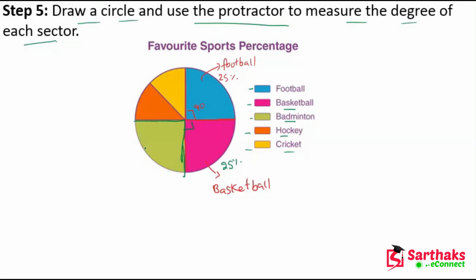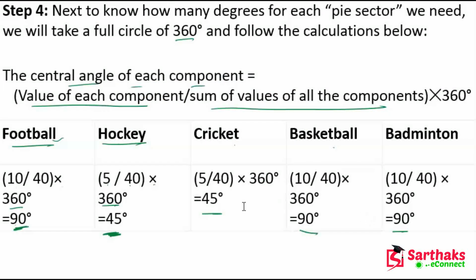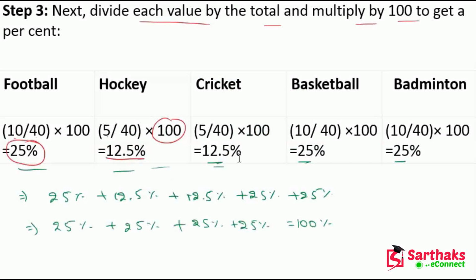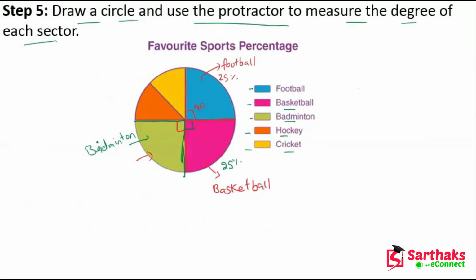Now if you talk about badminton, this sector is of badminton. In badminton, we know that the central angle is 90 degrees. So you can see that this angle is 90 degrees, and the percentage in badminton is 25%. So we can write this is 25%.